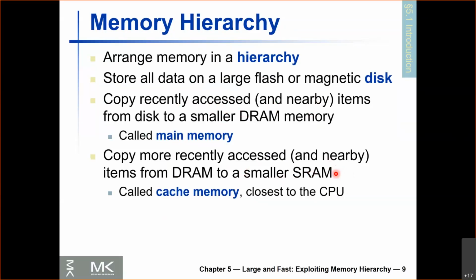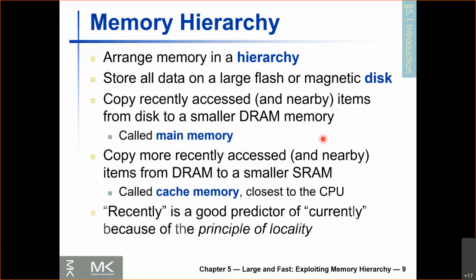And the reason we said that we want to put the data that we are currently accessing close by in the fast memory. But here what we're saying is that we want to put the data that we recently accessed and the data that is nearby the data that we recently accessed in the small memories. And the reason is that recently and nearby are good predictors of currently. And what I mean by that is that the data that we currently want to access is most likely going to be data that we recently accessed or data that is nearby data that we recently accessed. Okay, and this is based on the principle of locality. Okay, so what governs the way we design memory hierarchies is the principle of locality.